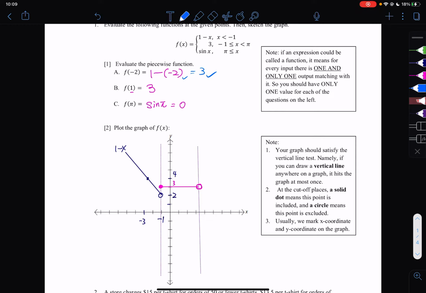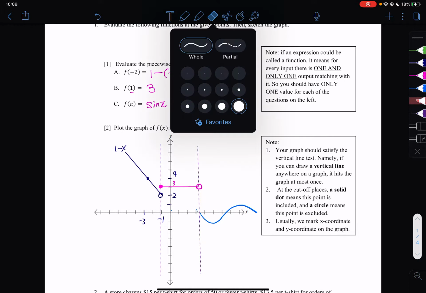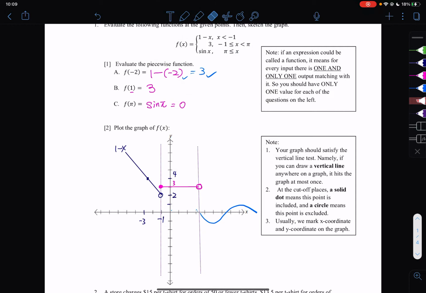Sine function is a periodic function. It's supposed to go like this, and then go like that, and that, and that. Of course, you are not supposed to keep this piece. Oops, sorry about that. You are not supposed to keep this piece, because your function only starts at the point of pi, and this is included. So that's the graph of my function.